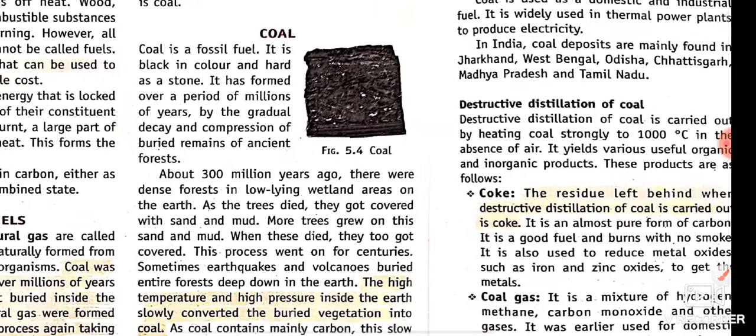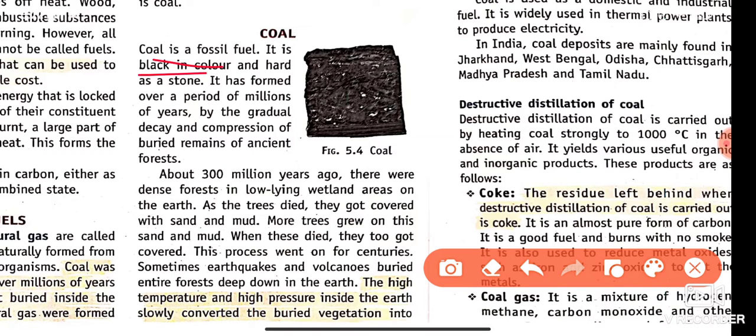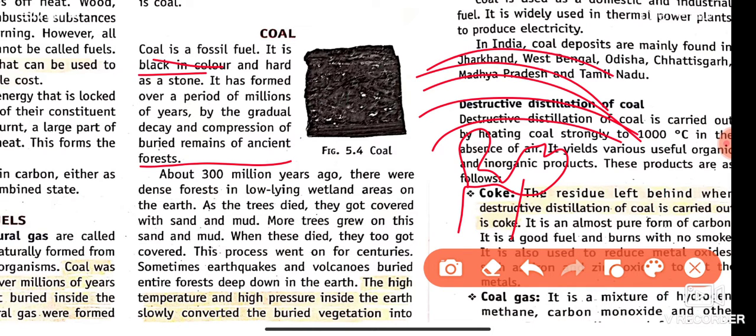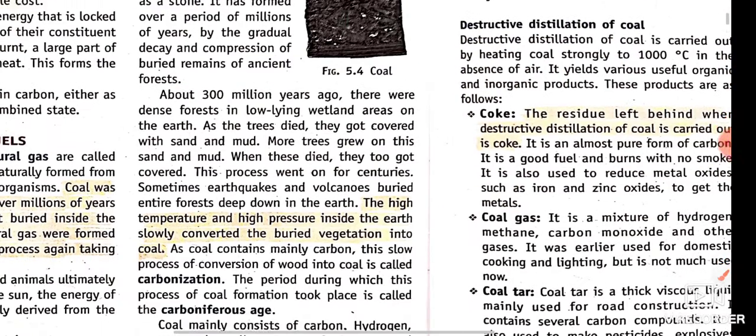First we discuss coal. Coal is a fossil fuel, black in color and hard as stone. It was formed over millions of years by gradual decay and compression of the buried remains of ancient forests. Suppose these are the forests; they were buried under the soil due to the geological movement of tectonic plates. Layers of soil covered them, and due to high pressure and temperature they converted into coal. And how were they formed?